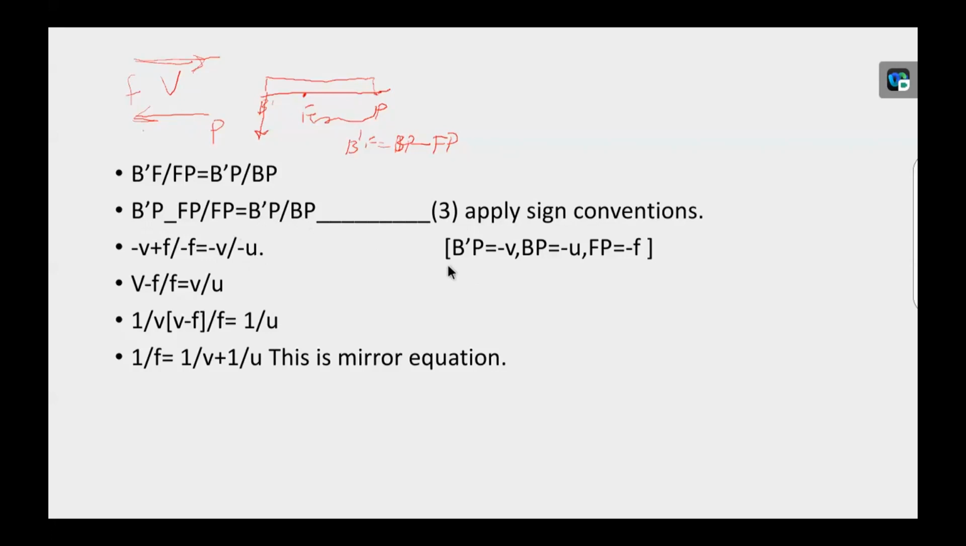That means all these have a negative sign. Why? Because we are moving opposite to the reflected ray. That's why we are using the negative sign.